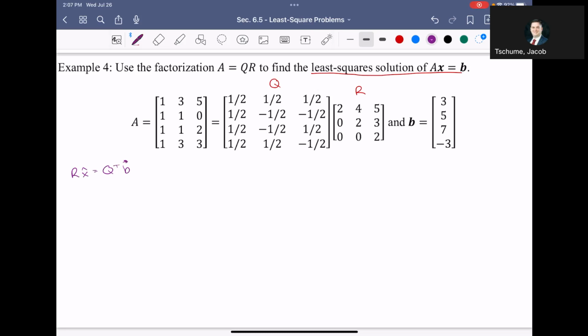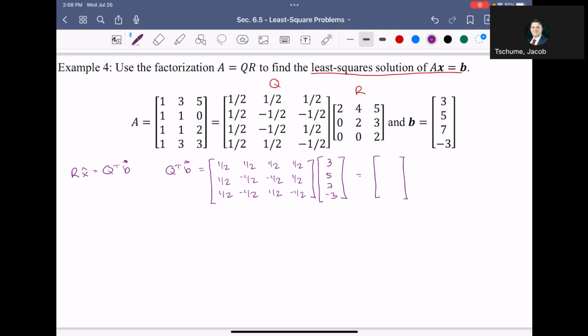I've got to find Q transpose B. So if I transpose this 4 by 3 matrix, we are going to end up with 1/2, 1/2, 1/2, 1/2, negative 1/2, negative 1/2, and then 1/2, negative 1/2, 1/2, and then 1/2, 1/2, negative 1/2, that we're going to multiply by B. So still a little bit of work, whichever way you do this, because you've got to do Q transpose B no matter what. That is 3 by 4 times 4 by 1.